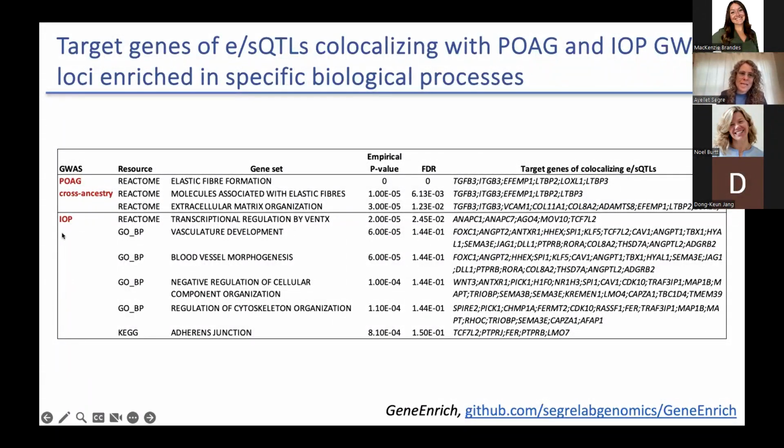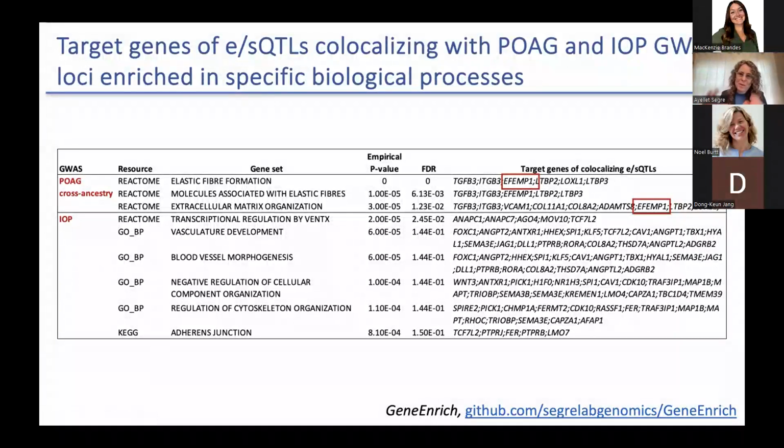And for the IOP genes, we saw significant enrichment in transcriptional regulation by VENTX. It's a transcription factor, a homeobox factor that affects embryonic development, including neural crest development and hematopoiesis. And we found that it's expressed in immune cells, both in the front and back of the eye, suggesting a potential role of the immune system in IOP regulation. And then the IOP genes were also enriched in vasculature development, as well as in more basic cellular processes, such as regulation of cytoskeleton organization and cell adhesion.